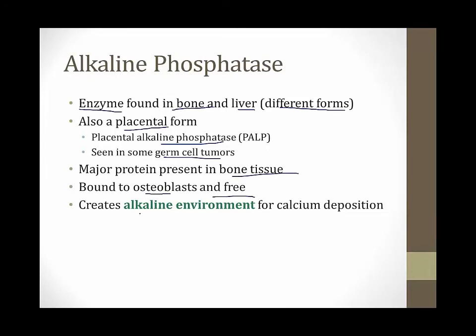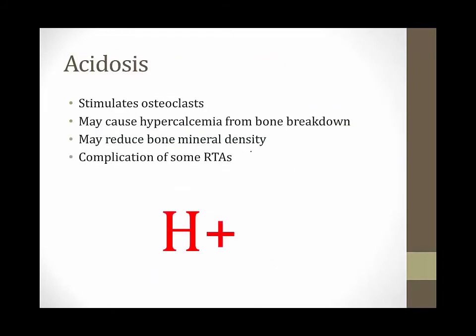And what it does is it creates an alkaline environment around the osteoblast. And if you can remember that alkaline environments are favorable for calcium deposition, that's very helpful to understanding bone physiology. The osteoblast creates a high pH alkaline environment around the cell, and that makes a favorable environment for calcium to settle out and form crystals of hydroxyapatite in bone. And if you can remember that an alkaline environment is favorable for bone formation, that's an easy way to remember that acidosis is bad for bone formation. An acidotic environment is unfavorable for the deposition of calcium crystals.